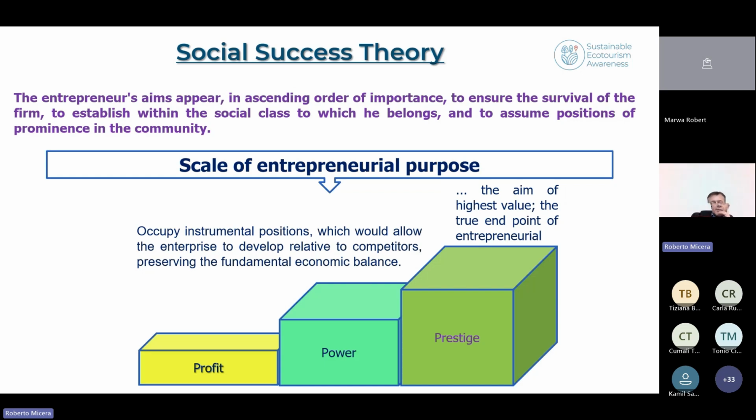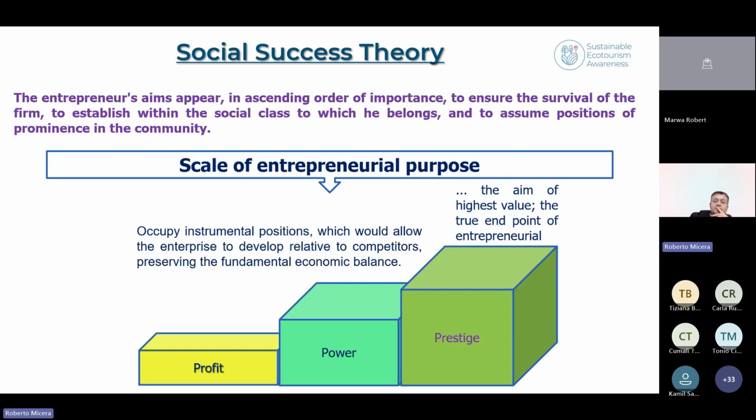The scale of entrepreneurial purpose starts with profit, because in the short term the main aim of the firm is profit. Without profit, the firm doesn't exist. For the entrepreneur, it's important to have power, and after the profit to increase the market share, and so to be a firm that has an impact on the market and also to increase the power of the firm.